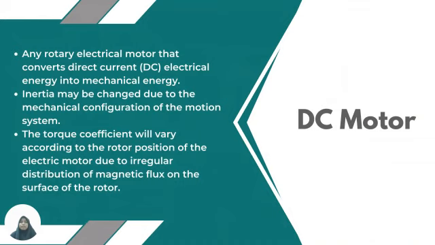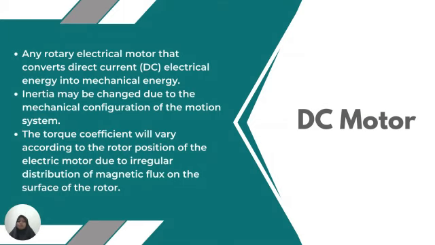The last one is DC motor, which is any rotary electrical motor that converts direct current, which is DC, electrical energy into mechanical energy. We have 2 parameters for DC motor, which is inertia and torque constant. The inertia may be changed due to the mechanical configuration of the motion system itself, and the torque coefficient will vary according to the rotor position of the electric motor due to regular distribution of magnetic flux on the surface of the rotor.